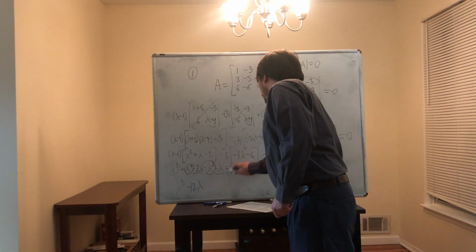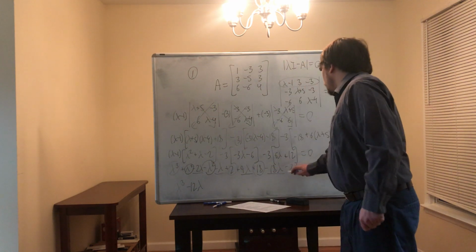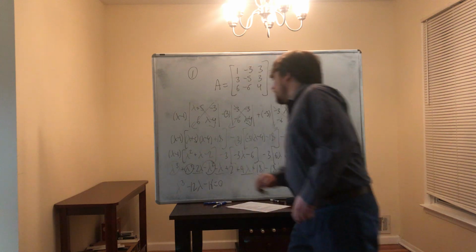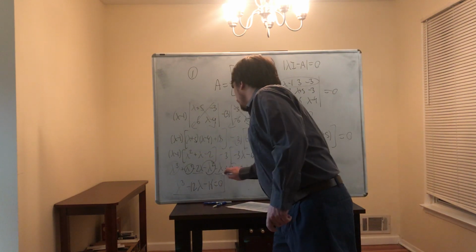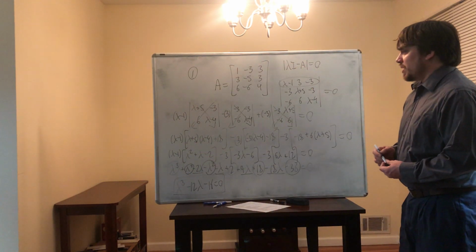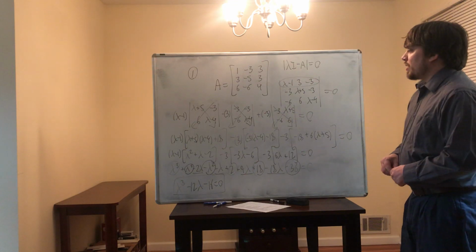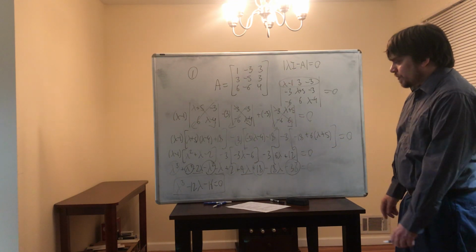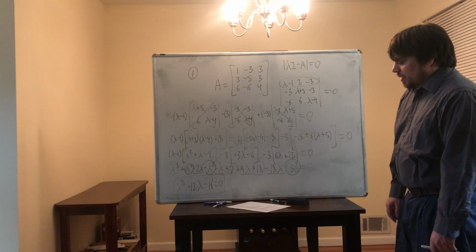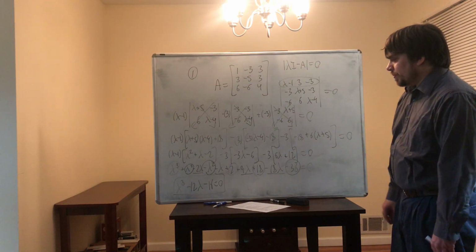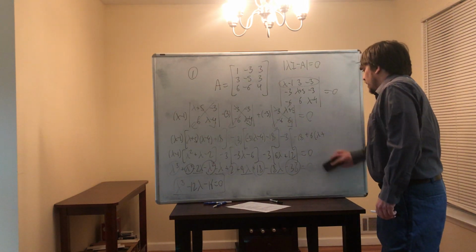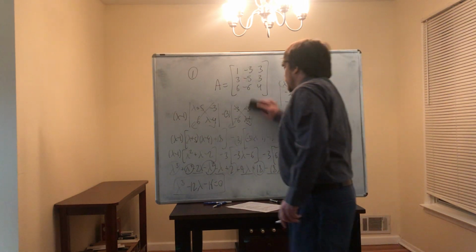So far everything looks good. There's a 2 and 18, that's 20. 20 minus 36 is minus 16. And we get the characteristic equation lambda cubed minus 12 lambda minus 16 is equal to 0. That's the characteristic equation for that matrix A. Okay, so I'm going to erase the calculations here that got me the characteristic equation.